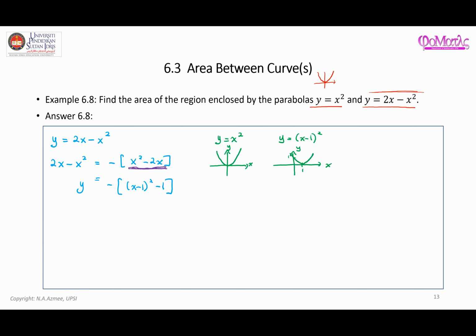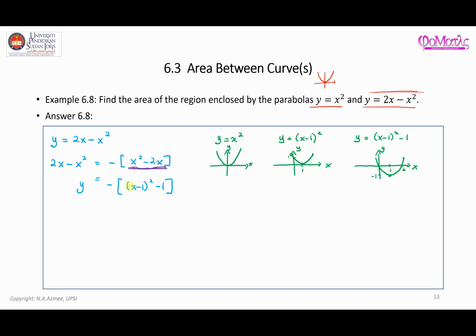Next, if you have y is equal to x minus 1 squared minus 1, then the graph will be shifted down 1 unit. So this is y, this is 1, negative 1. It will be shifted down 1 unit. The intercepts here are at x equals 0 and x equals 2. So you'll be able to get the intercepts 0 and 2.